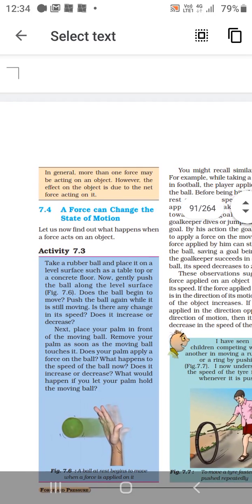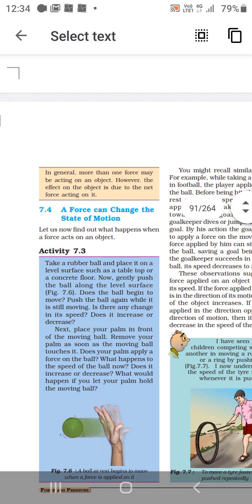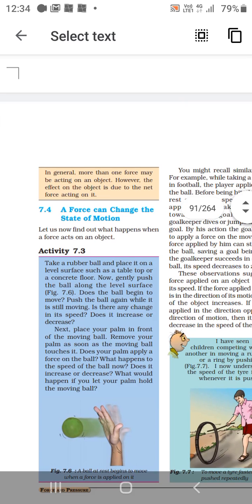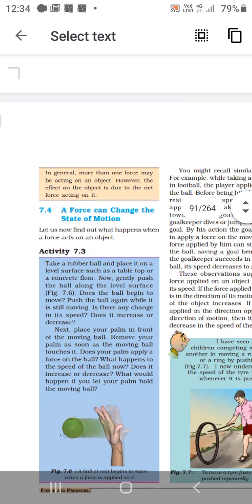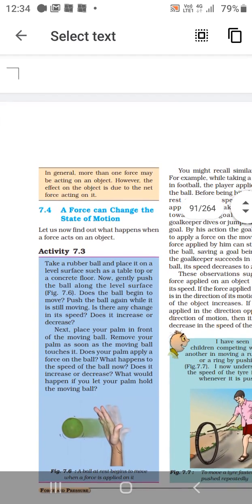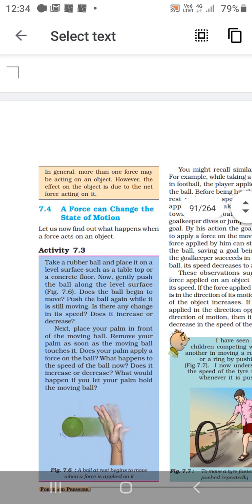The same moving ball, if somebody tries to apply force like the goalkeeper in the opposite direction, the ball stops. So here the force can be used to increase the speed and also decrease the speed. If the force is applied in the same direction as the object, then it increases speed. If the force is applied in the opposite direction of the object, then its speed decreases.